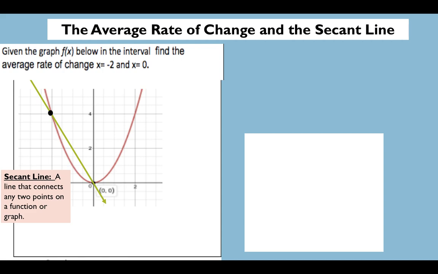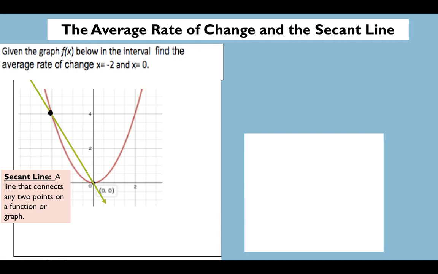The secant line is basically a line that connects any 2 points on a function or graph. This line is connecting these 2 points on the function f of x equals x squared. Now get this. The slope of this green line right here is called the average rate of change. That's what it is, everybody. The slope of this secant line is the average rate of change.